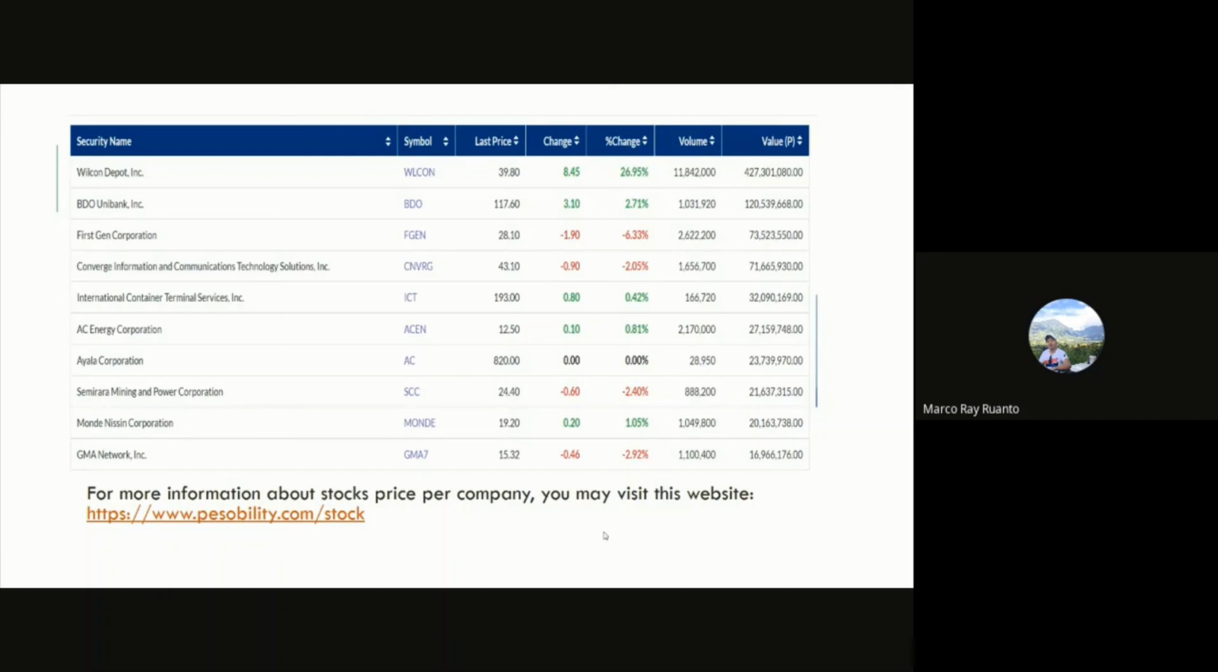By the way, class, if you want to invest in stocks, try to invest in a telecommunications company, one that offers internet. Let's say, for example, Converge. The pricing of its shares is still cheap, at 43. Here, it's more or less 5 pesos per share.